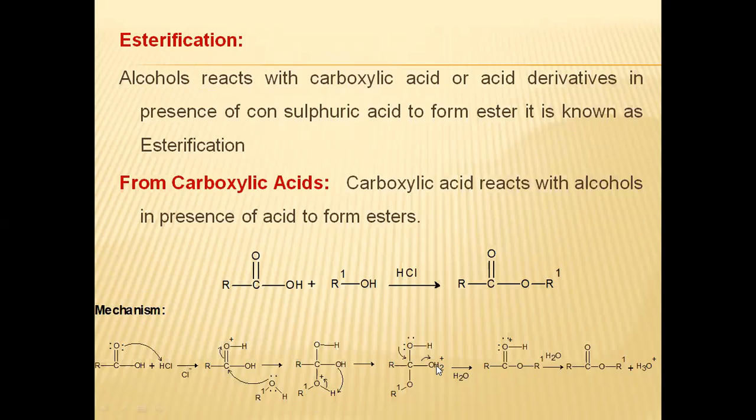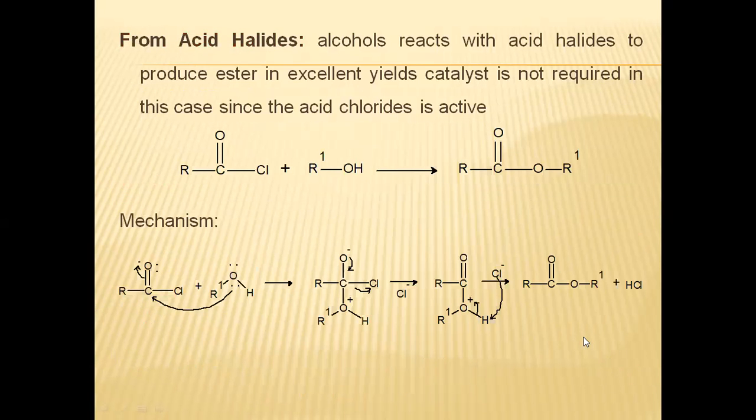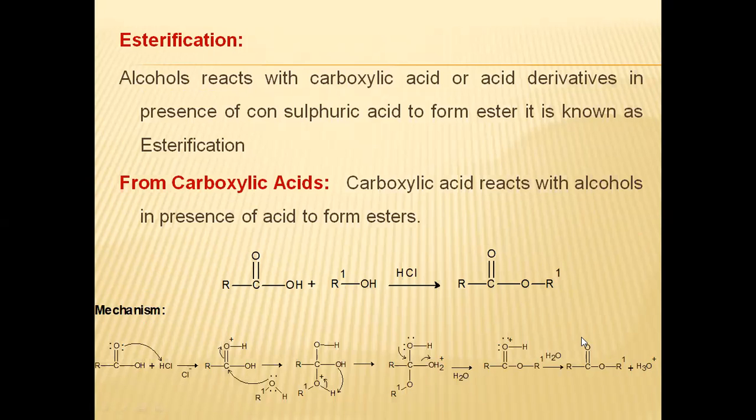Again, the hydronium is unstable, so it is removed as a water molecule, forming like this. Here again oxygen is carrying the positive charge, so it is removed as the H plus ion and converted into the ester. This is about the ester from the carboxylic acid.